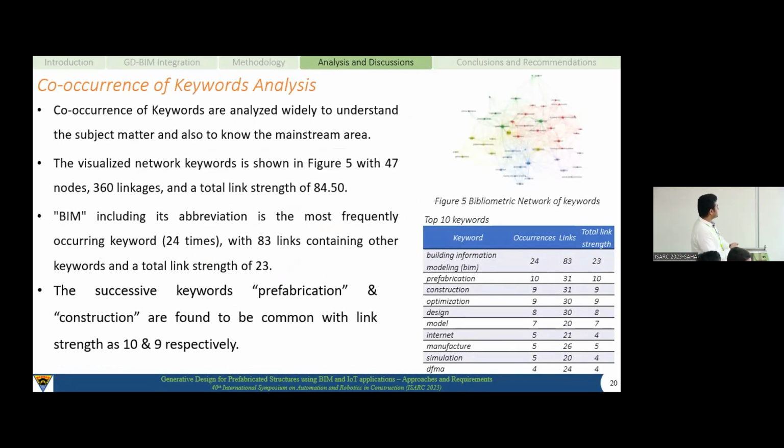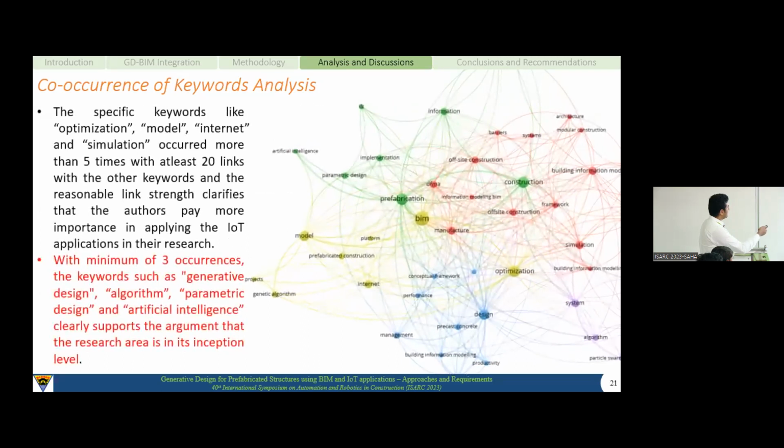BIM, including its abbreviation, occurred most frequently in the analysis with 83 links and a total link strength of 23, and the successive keywords are prefabrication and construction, with link strengths of 4, 10, and 9. So these are the top 10 keywords that we achieved from this analysis. We could see optimization, design, model, internet, etc. DFMA, which one of our mates discussed, is here. And this is the picture.